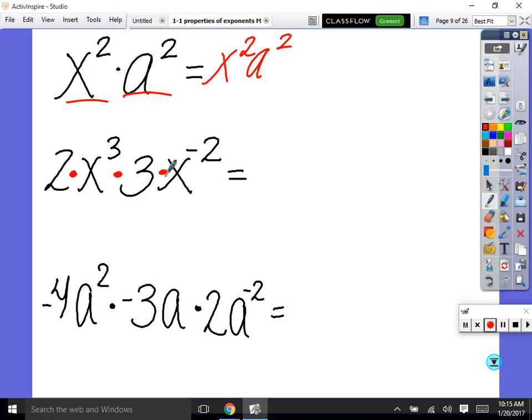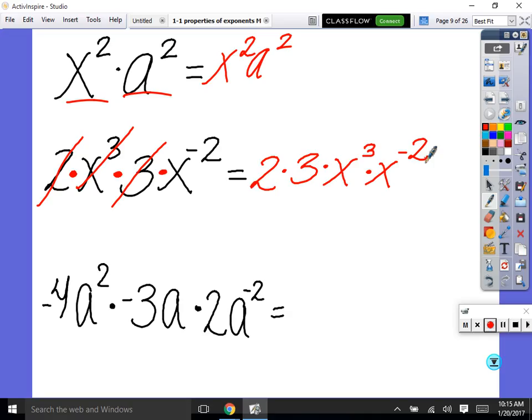So I want to see your work. What you're going to do is reorder this. Put everything that's alike by each other. So numbers, we're going to put by each other, okay? So reordering this: 2 times 3. You see how I just put it in a different order? And then we have an x cubed, so times x cubed. And then we have times x to the negative 2. So I just put it in a more pretty order. Same thing, different order.